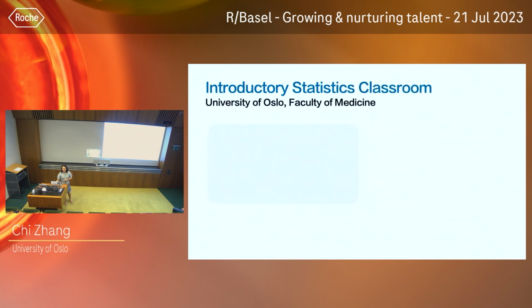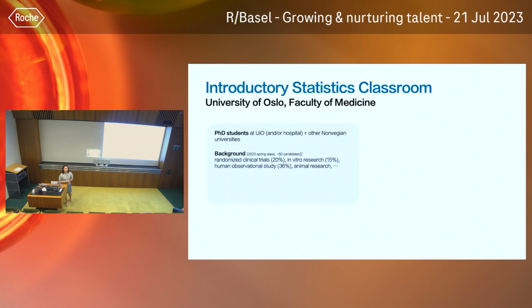So what are we talking about? This is an introductory statistics classroom at the University Faculty of Medicine. So our target audience would be the PhD students at the University of Oslo and the University Hospital, so clinicians and health researchers. The backgrounds of the students are really diverse. Some are doing randomized clinical trials, and some are doing lab work, and some epidemiology.